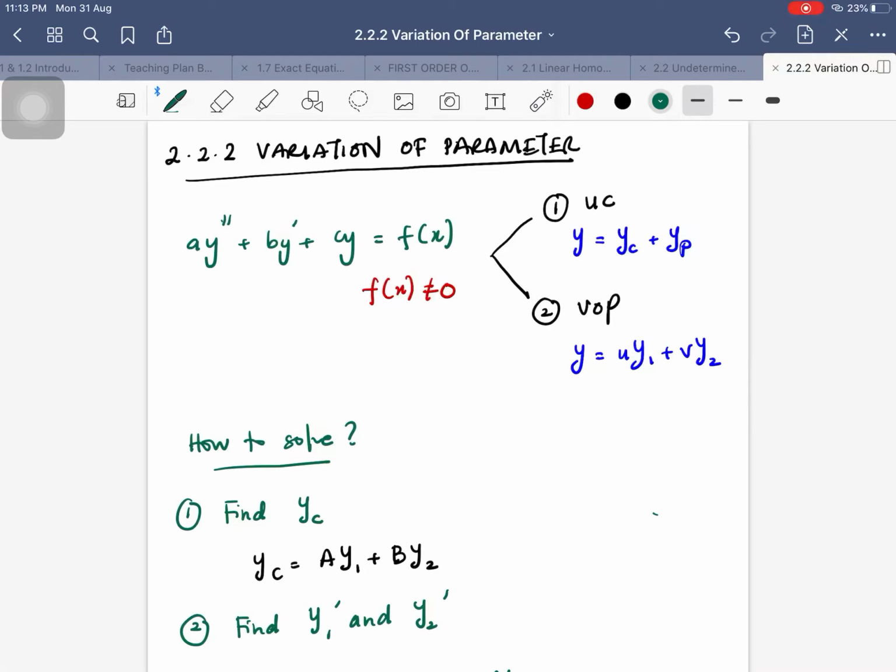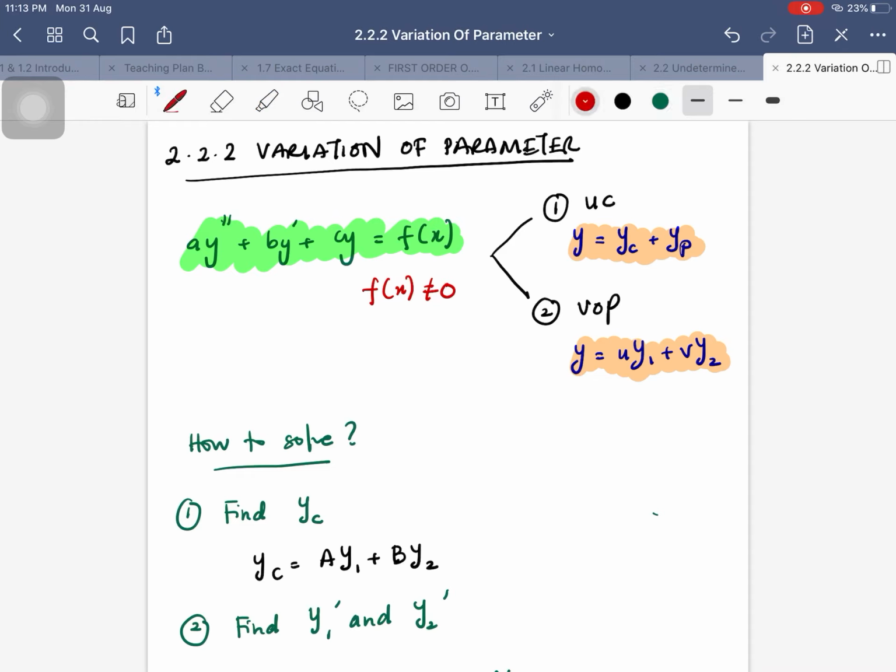As I mentioned to you before, for the case of non-homogeneous equation, which is this equation right here, there are two ways of solving them. One method is called undetermined coefficient, the method that we have seen previously, for which the solution is given by yc plus yp. And the second method is called variation of parameter, which is the method that we are about to discuss, and the solution is given by uy1 plus vy2. So in the calculation, you have to find what is u, y1, v, and also y2, and all you have to do is put them together.